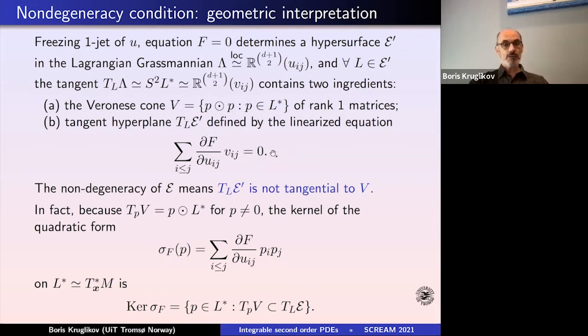So how is it given? It's given through linearization. If you have the equation F equal to zero for the hypersurface ε', then you do this thing and you get the linearization of the equation. Now in these terms, non-degeneracy of the equation means that the tangent to ε' is not tangential to the Veronese cone. In fact, we can even write what the kernel is. The tangent to the Veronese cone at the point p, which is non-zero, is p symmetric product with L*. And then here's our quadratic form, which we saw above as a symbol. And on L*, it has the following kernel: all covectors such that the tangent to the Veronese cone is inside the tangent to ε', T_L ε'.